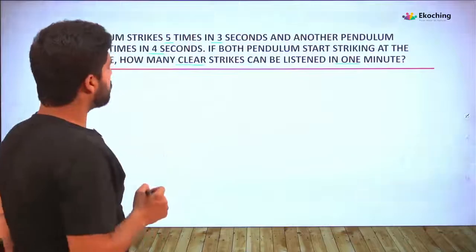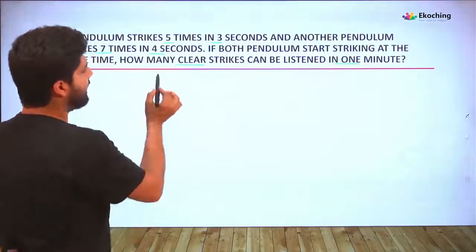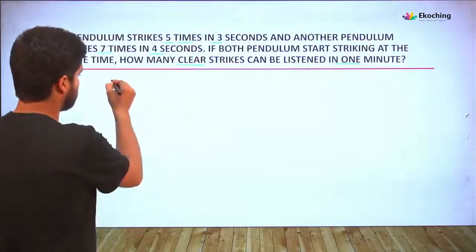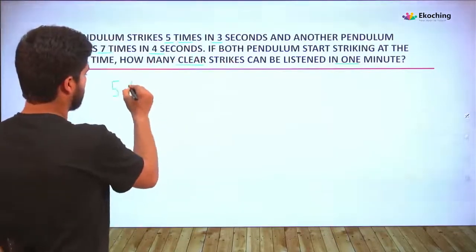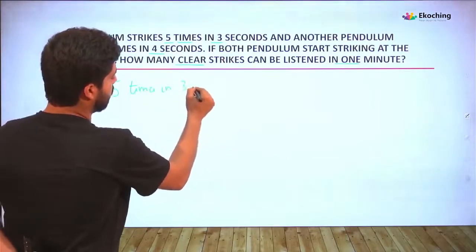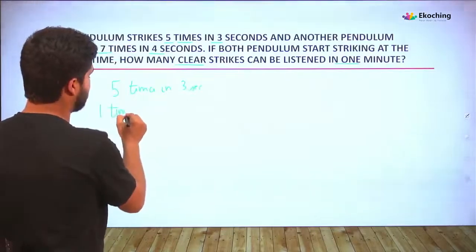Now, as the question says, the first pendulum strikes 5 times in 3 seconds. So can I say it would be striking 1 time in 3 by 5 seconds?